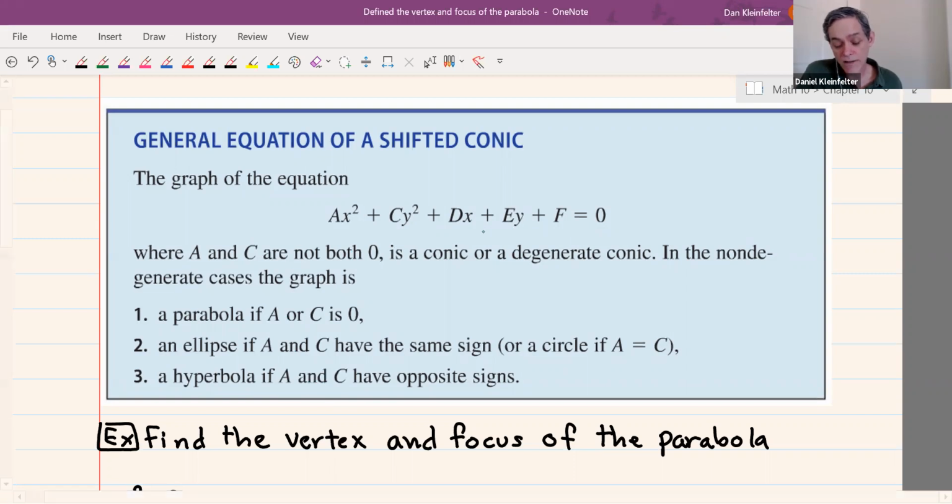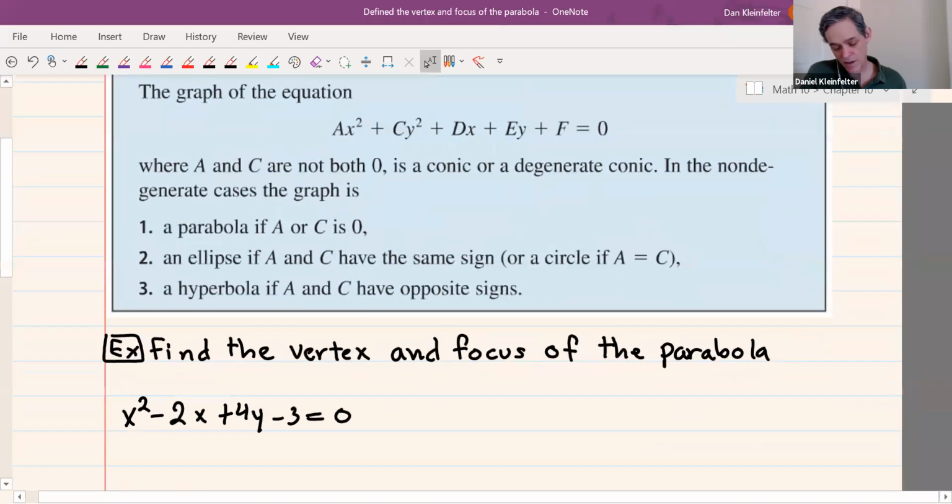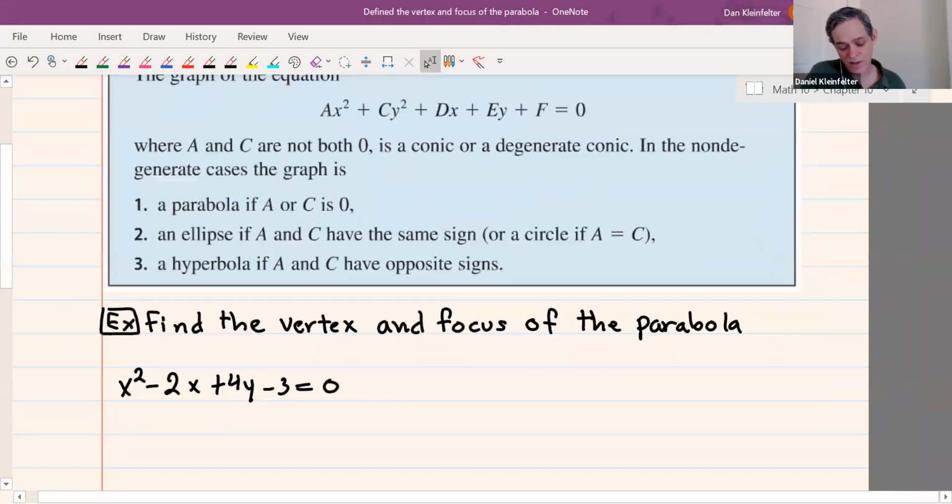I'll leave it to you to figure out why the B is not here. If you can't figure it out, it's not going to hurt you in the long run, but I'll leave it to you to figure that out.